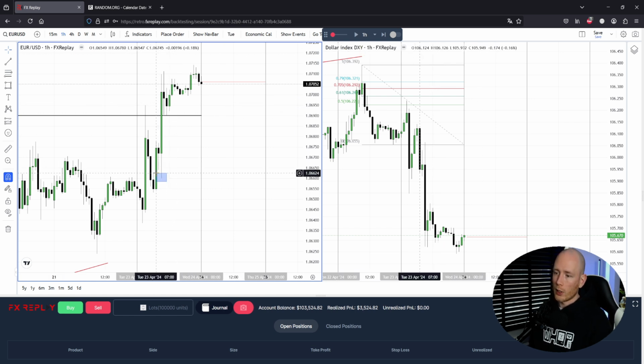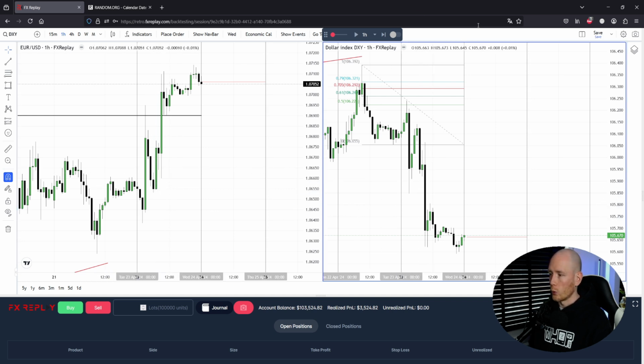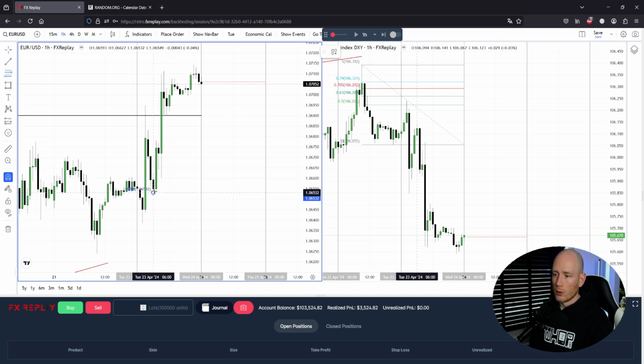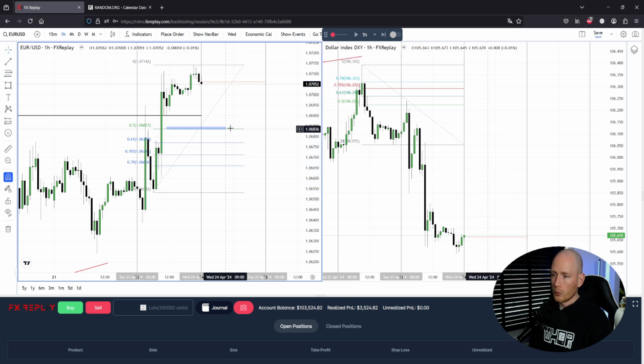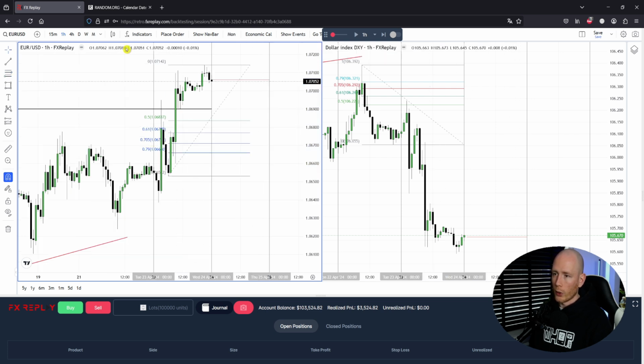There's no reason to take out this low. It's way too deep in discount. If we take this low, we're probably going to go bearish, full blown. So what we can do is we can take this last low to this high, and then we know that discount is over here.